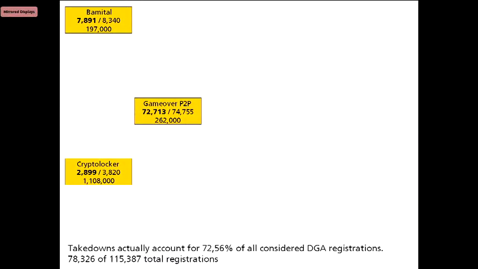If you look at those registered domains that are connected to takedowns, you can see that even those again make up 70% out of all the domains we found there. So for example, the vast majority of those Game Over Peer-to-Peer domains are connected to the takedown of the botnet in 2014, as is the case for Bamital and CryptoLocker as well.